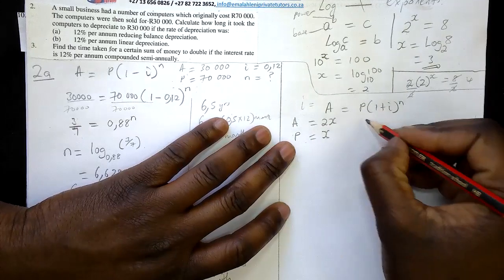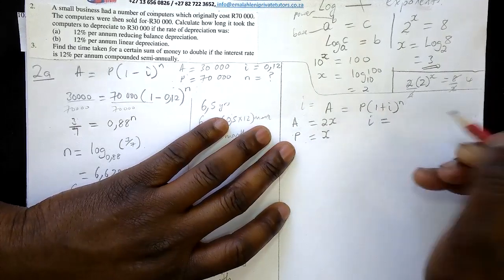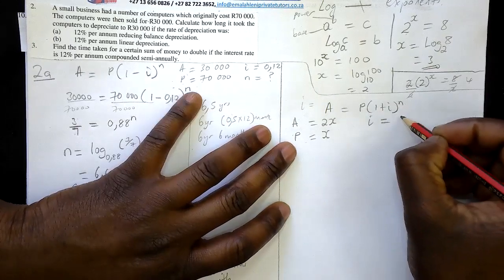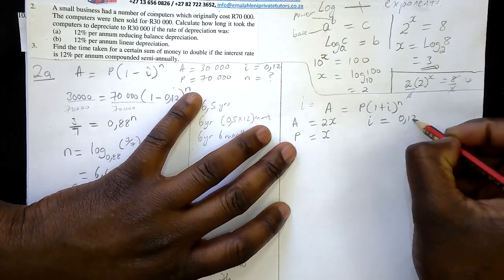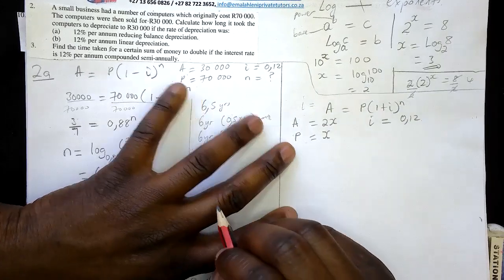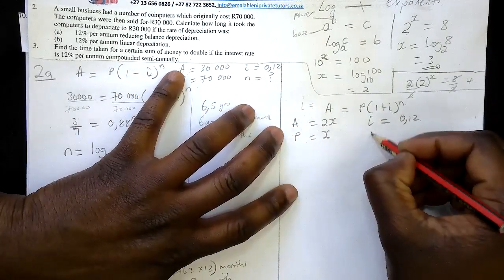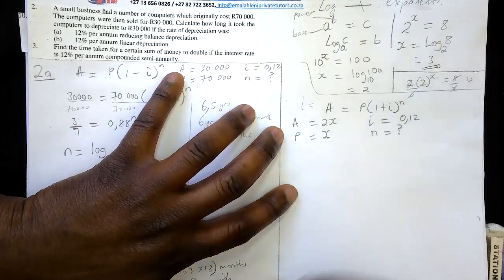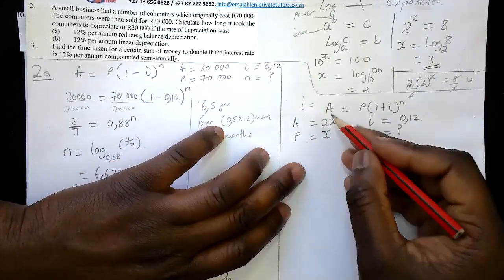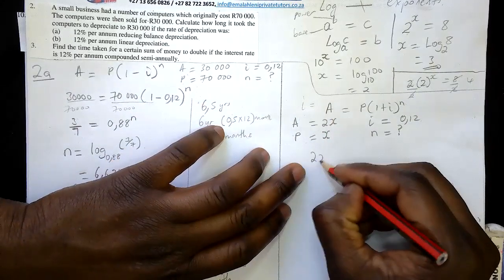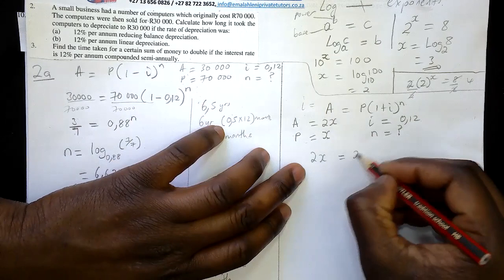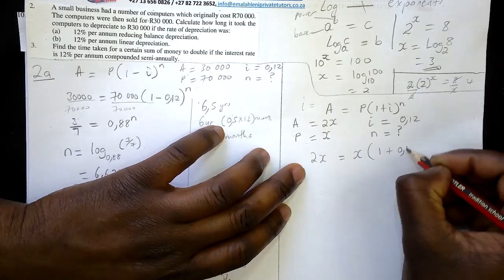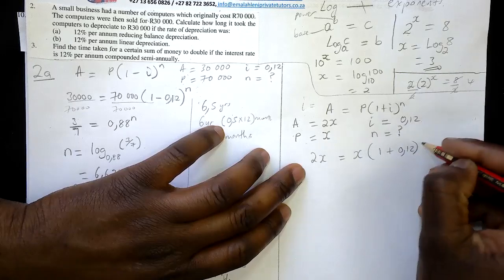So you've got the accumulated amount, you've got the principal amount. Now, what else do we need? I is equal to 0.12, which is 12%. Then what about n? Our n is the one in question, but otherwise the rest we are given. Now what do we do? We say 2x is equal to x in brackets 1 plus I, which is 0.12, to the power of n.